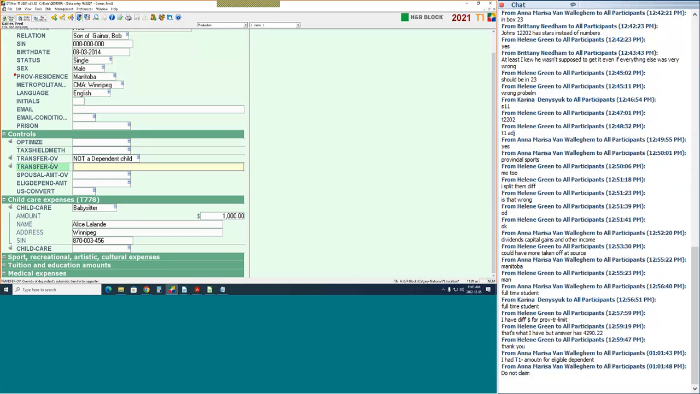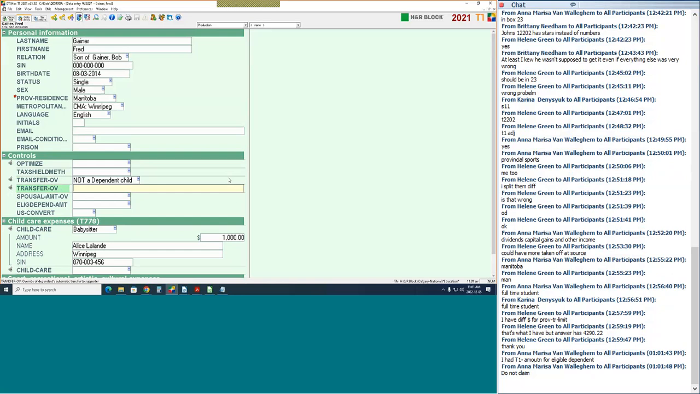Okay, so you have to say on Fred's return, transfer OV not a dependent child. If you just make him not a dependent, not an eligible dependent, it may give him other claims that he's not entitled to, particularly provincially. So again, you would have to go in and you would say, but he doesn't qualify as a dependent for this credit, and he doesn't qualify as a dependent for that credit. He doesn't qualify if you get Canada Workers Benefit. You'd have to override that. So if you know you're overriding everything, just override everything, or you're going to get the wrong numbers.